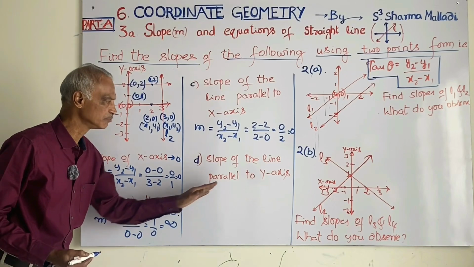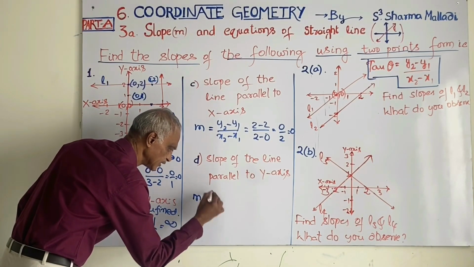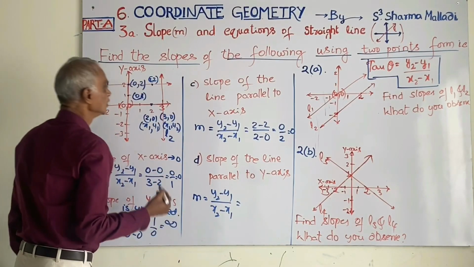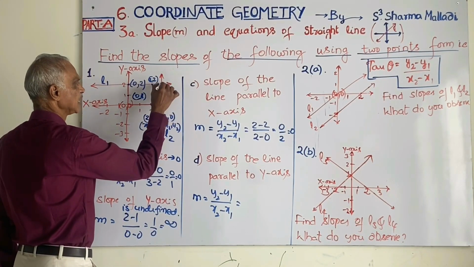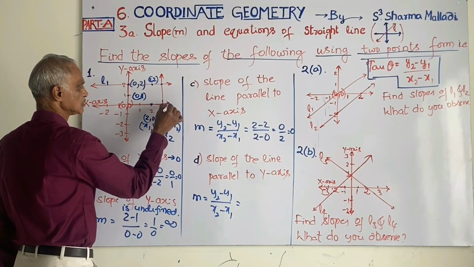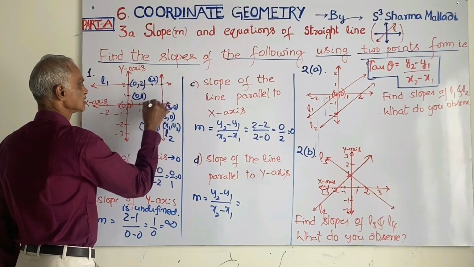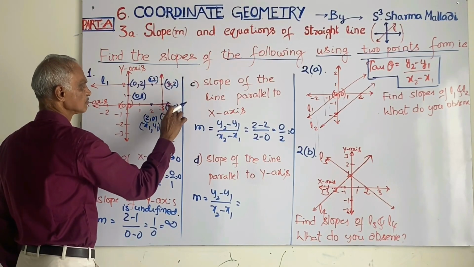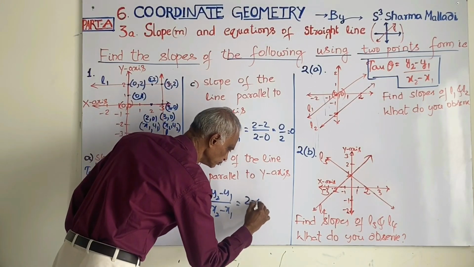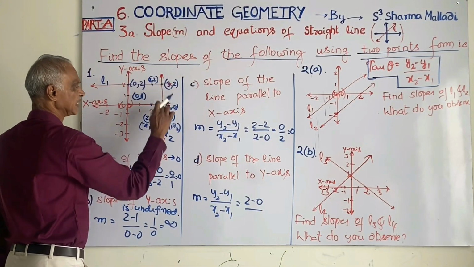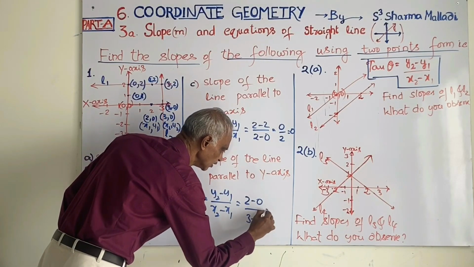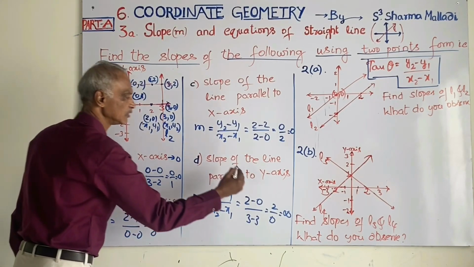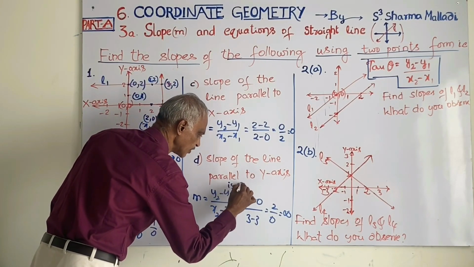Now slope of the line parallel to y-axis. m is equal to tan theta is equal to (y2 minus y1) by (x2 minus x1). See, you take a point here on y-axis. This is (3, 0) and this is (3, 2). y2 minus y1, 2 minus 0, by 3 minus 3. 2 by 0. It is undefined. Slope of the line parallel to y-axis is undefined.